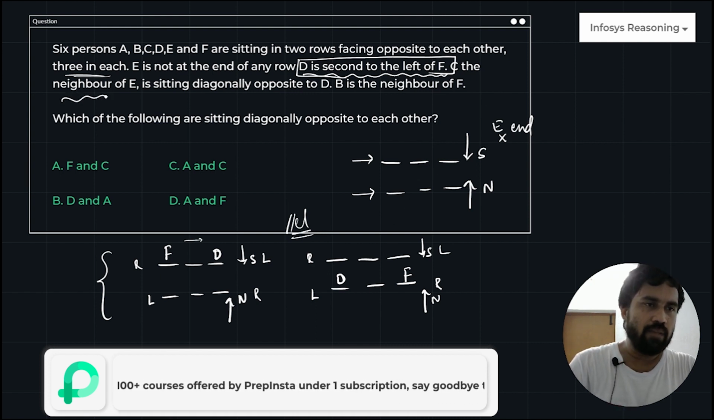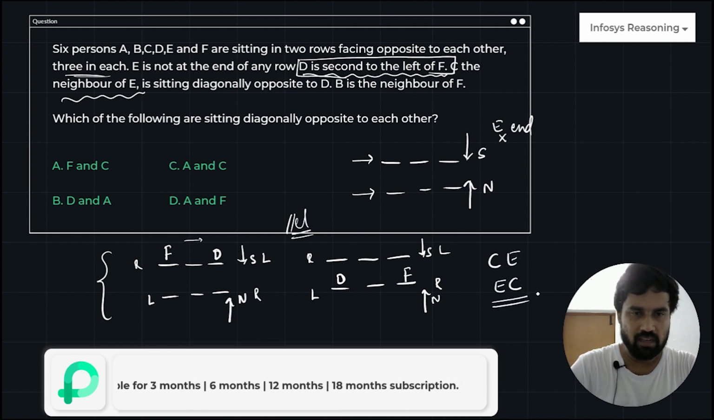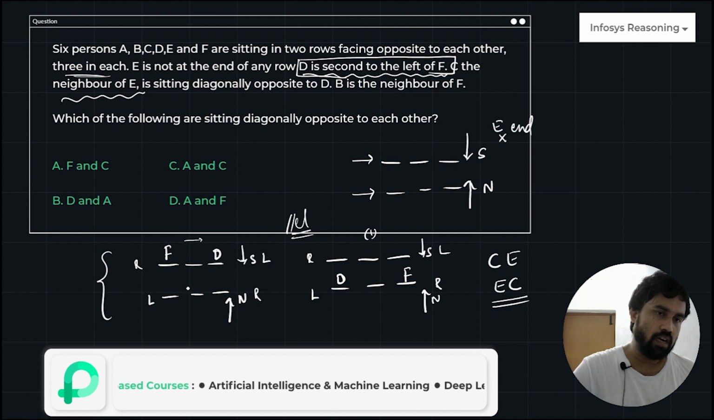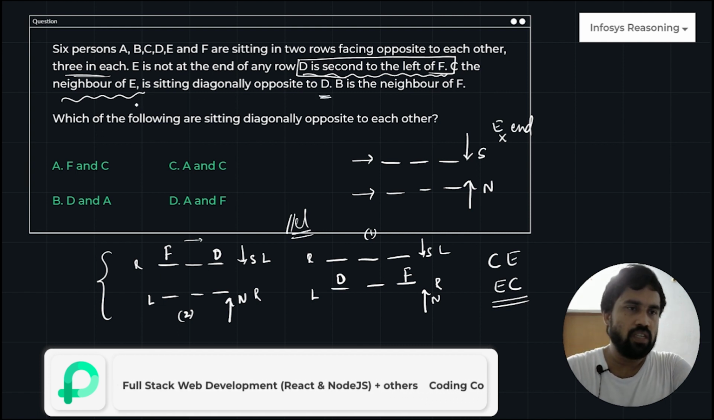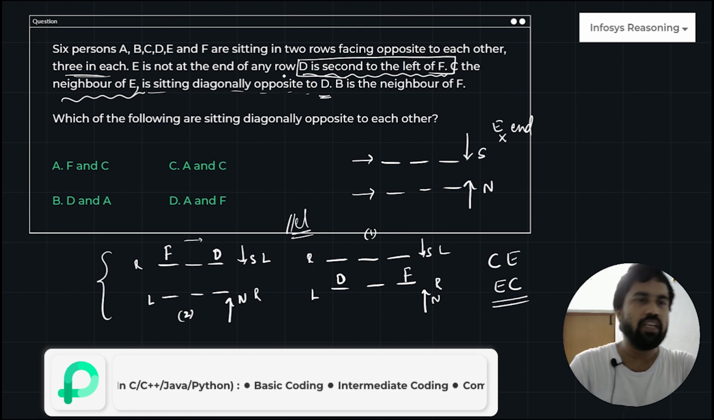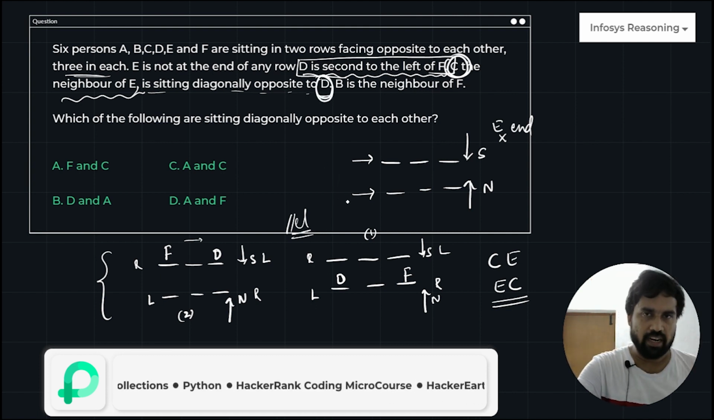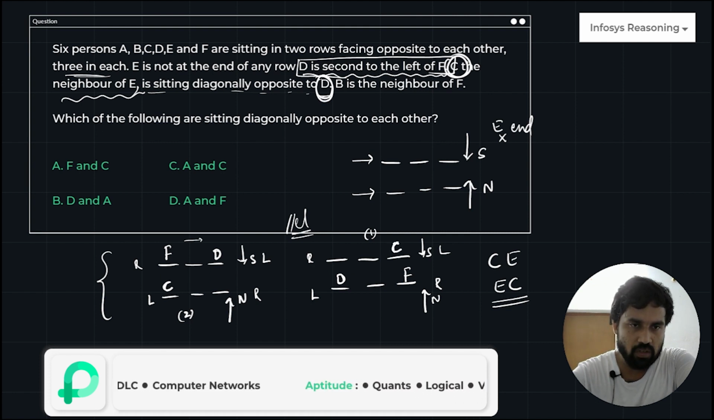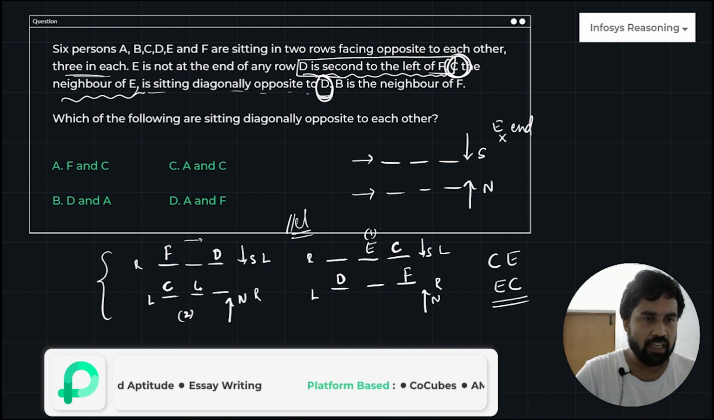And C is neighbor of E. So C is neighbor of E means EC or CE is the answer, right? And we don't know, but I can say C is on the south for the first figure and in the north for the second figure. Anything will be possible. C is sitting diagonally opposite to D. So immediately he is saying C is diagonally opposite to D, the information related to the first person again, right? So D's diagonally opposite position is this, so C is here. For here, D's diagonally opposite position is here, so C is here. And I know C is neighbor of E, so immediately E needs to be here, and immediately E needs to be here.